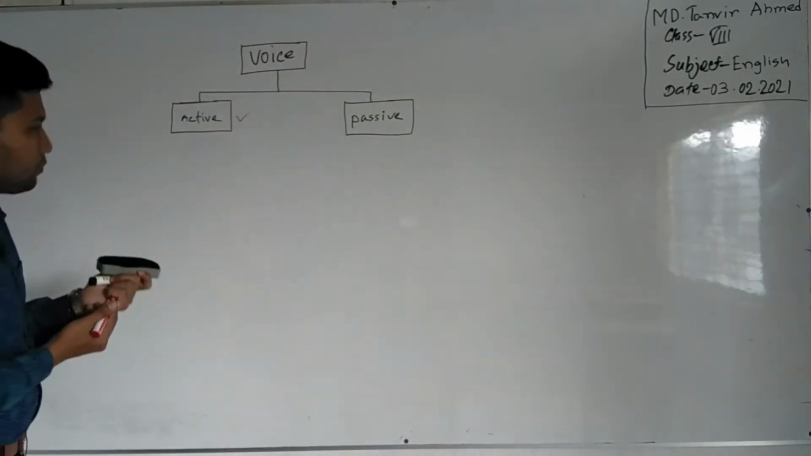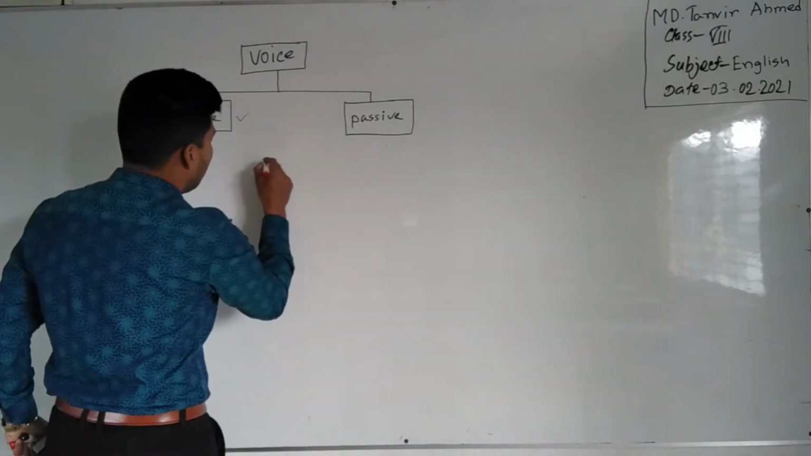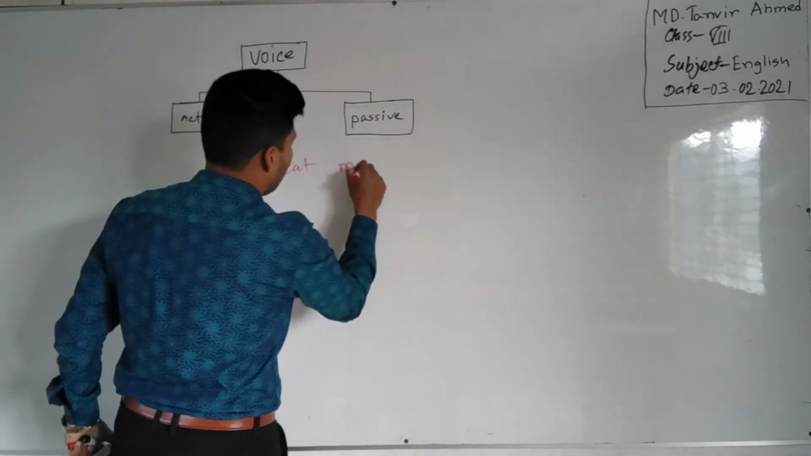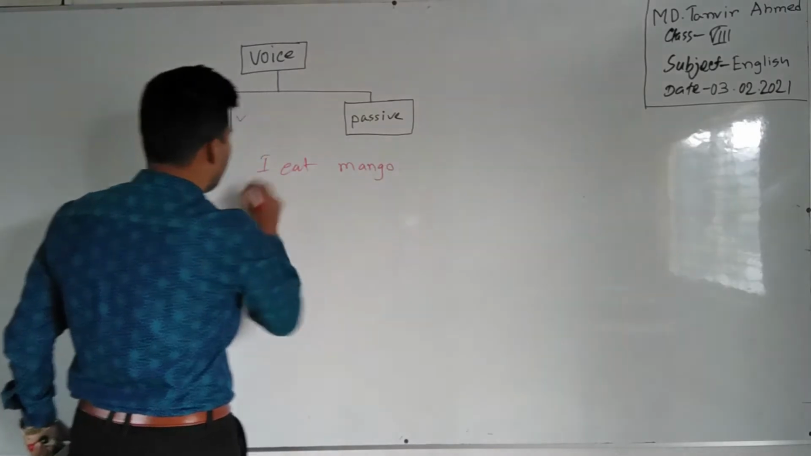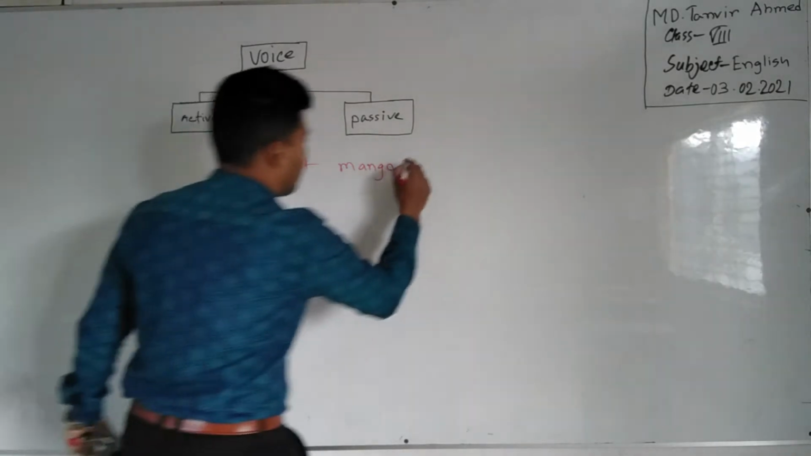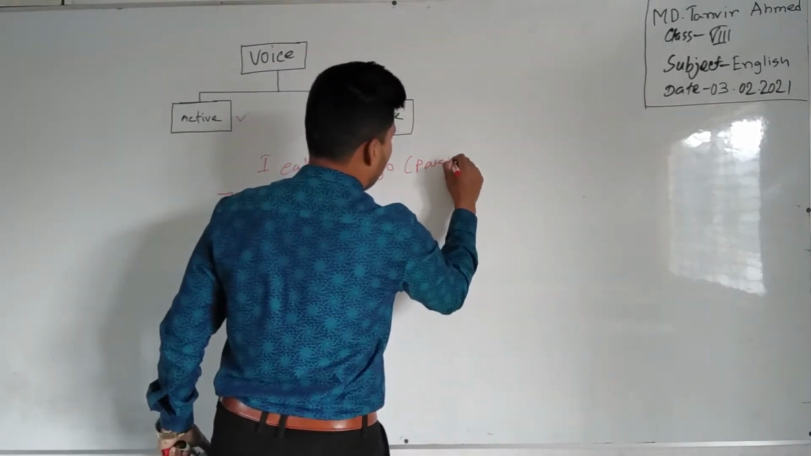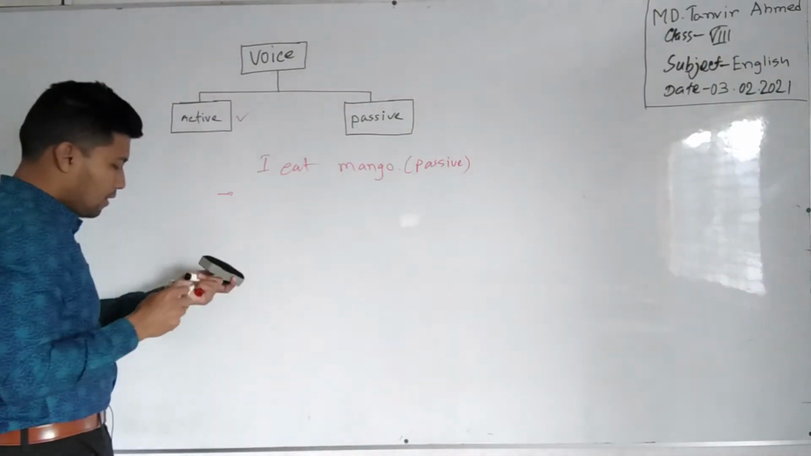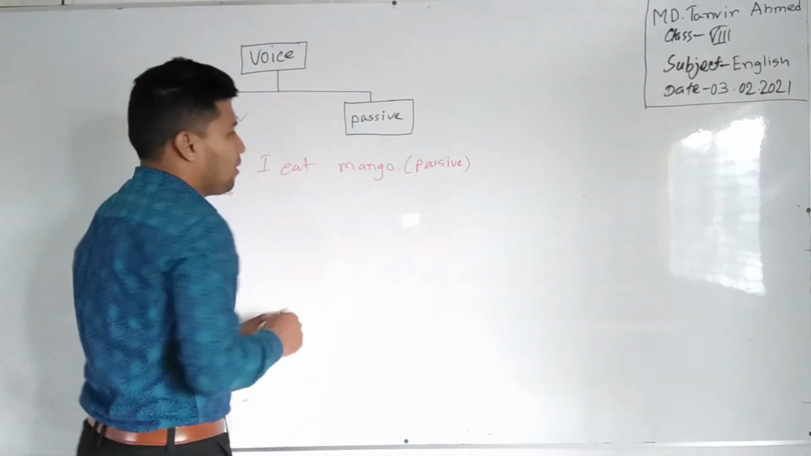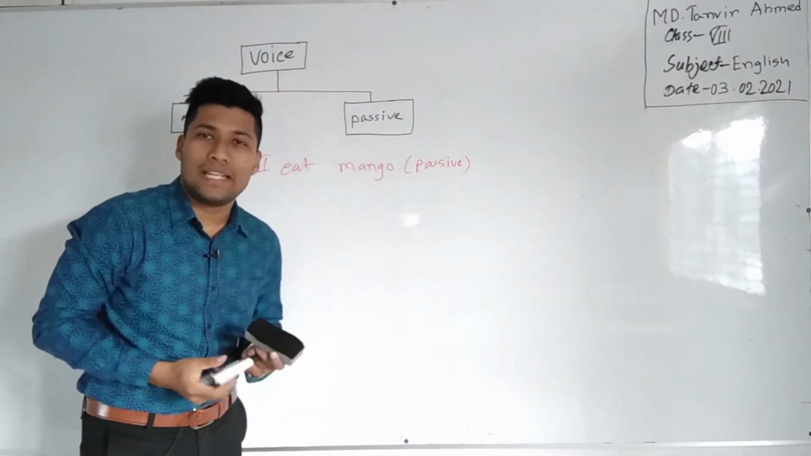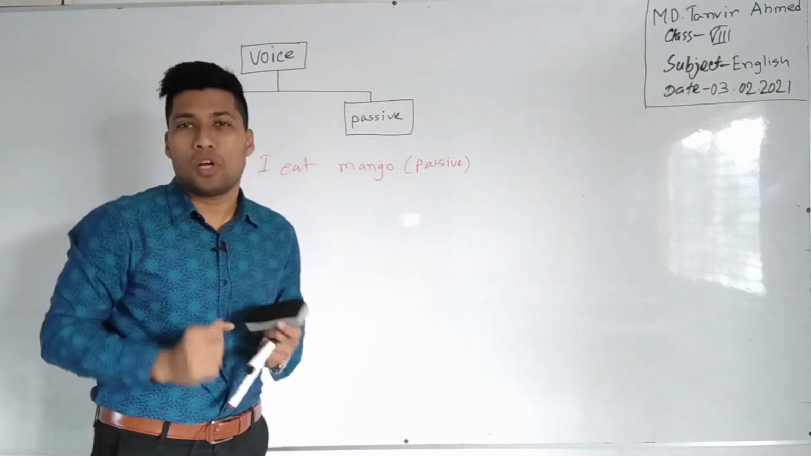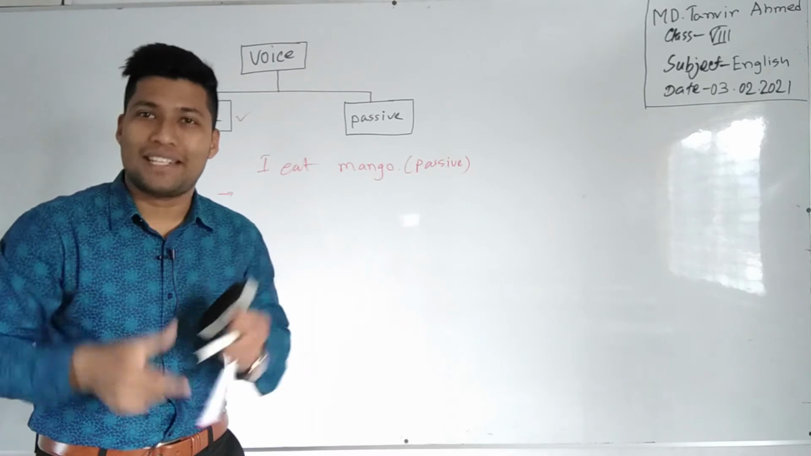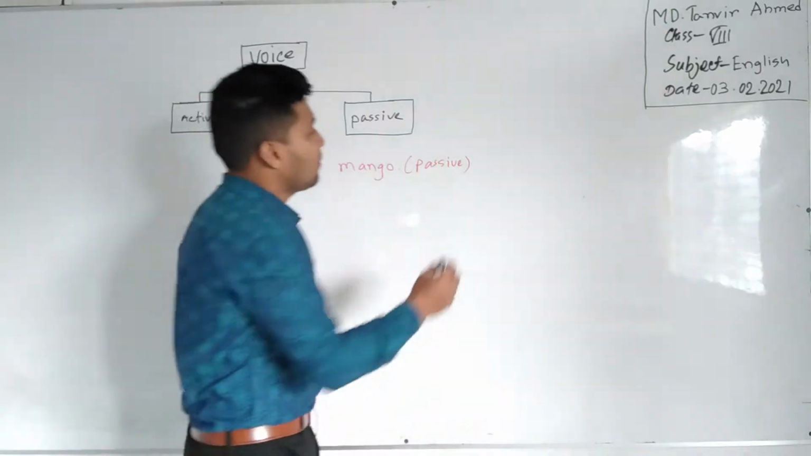So dear students, let's see some rules of voice change. For example, "I eat mango." This is active and I have to make it passive. This is our active sentence and we have to make it passive. So there are some criteria or symptoms: how do I identify whether a sentence is active or passive? Let's see.